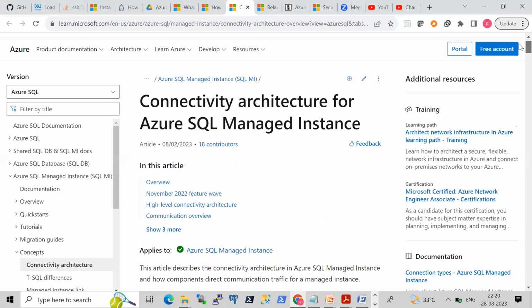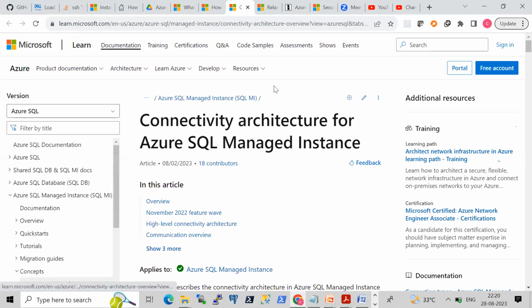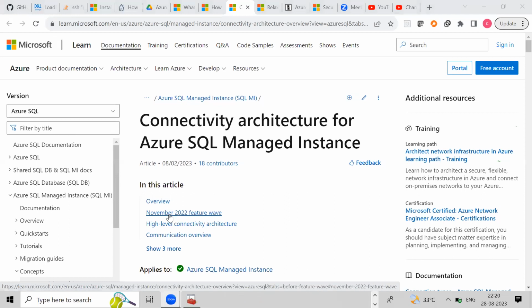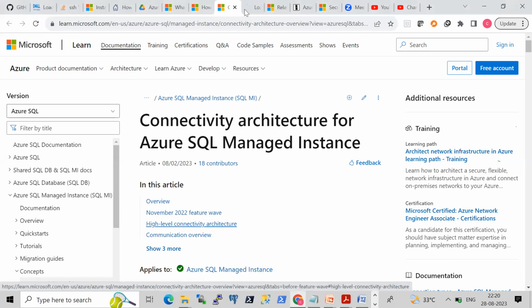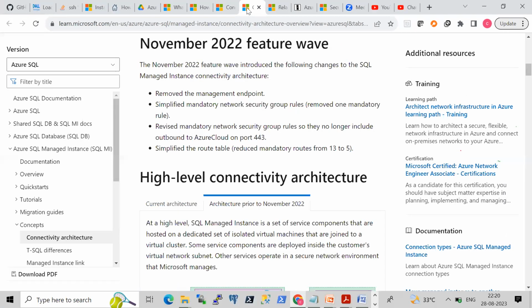So these are the changes that happened from November 2022. It's called the November 2022 feature wave. So that name itself is the November 2022 feature wave. Some changes happened, and we are going to discuss the changes that happened with the November 2022 feature wave.